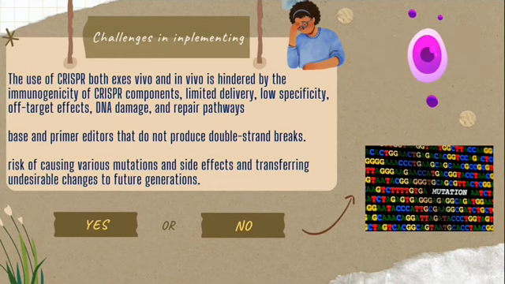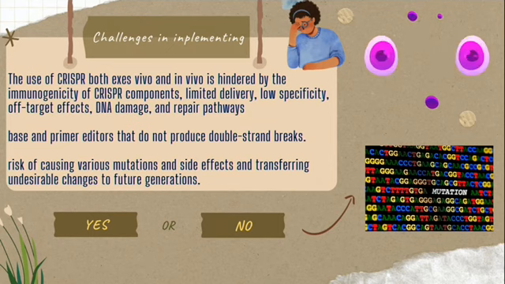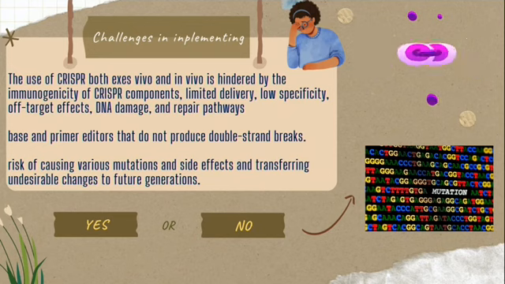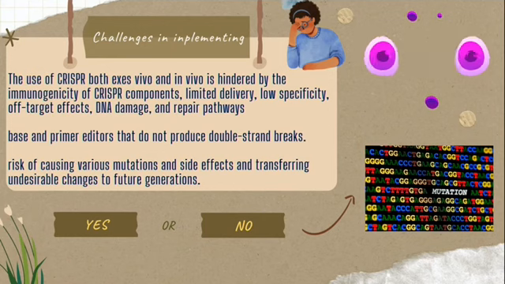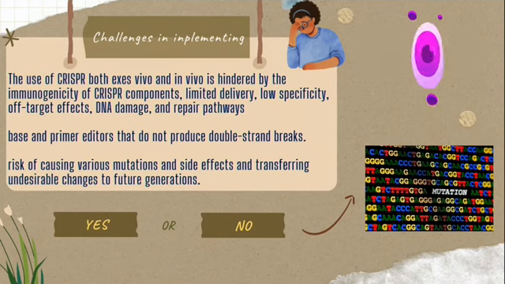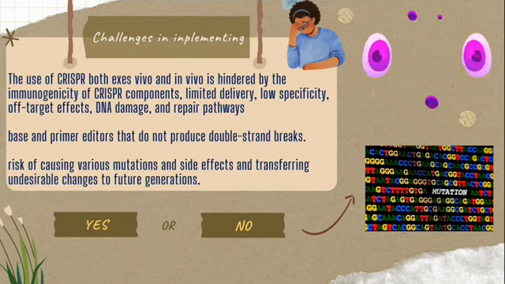CRISPR limitations are being addressed through advances in controllers, such as degraders or inhibitors of Cas9, conjugation strategies to endo-Cas9 with new functions, and base and prime editors that do not produce double-stranded breaks. The application of CRISPR-Cas9 in the germline is considered more problematic because of the risk of causing various mutations and side effects and transferring undesirable changes to future generations. So next, we'll move on to the recommendations presented by Aisha Hana.